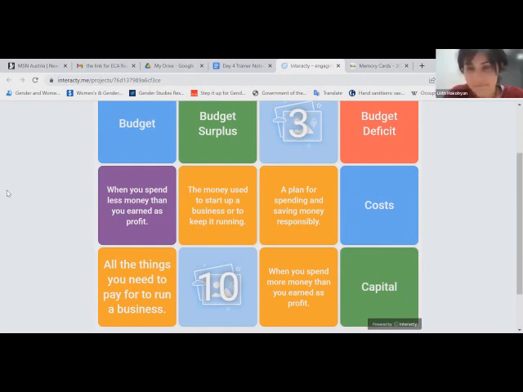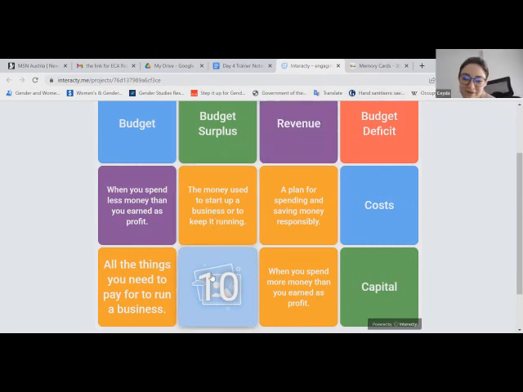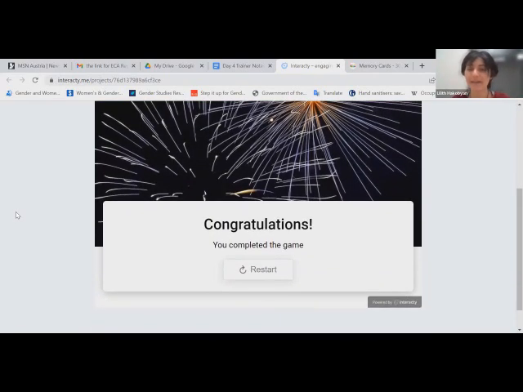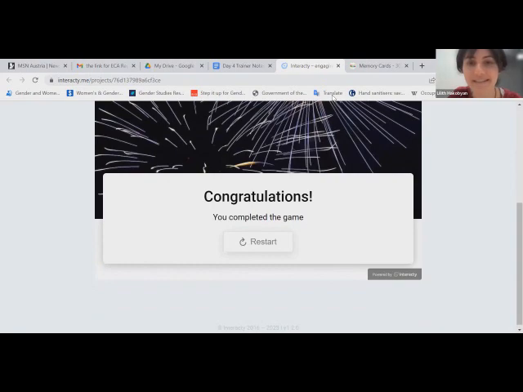Do they match? I think so. Yes. So you can open the last pair. This is the winning of all the team. Thanks for the last step. Revenue is the money. Yeah, we can open 10. The money that a business will receive from the products it sells. So we have all the pairs opened. Thank you for playing. I will stop sharing.